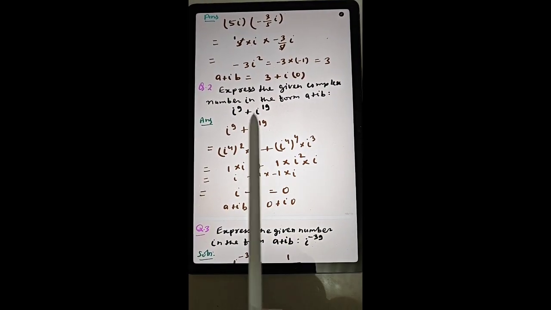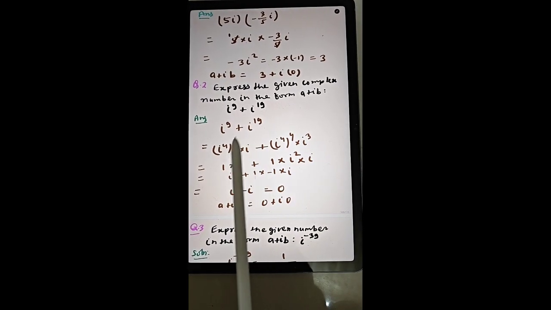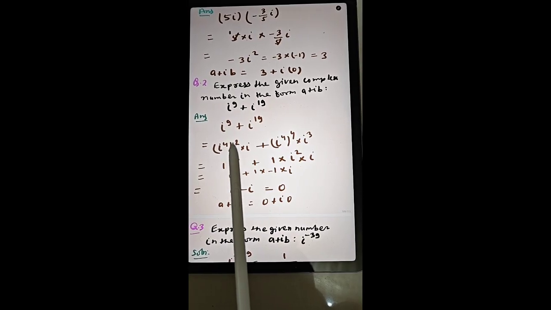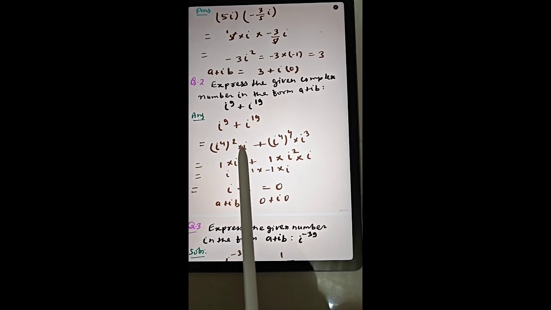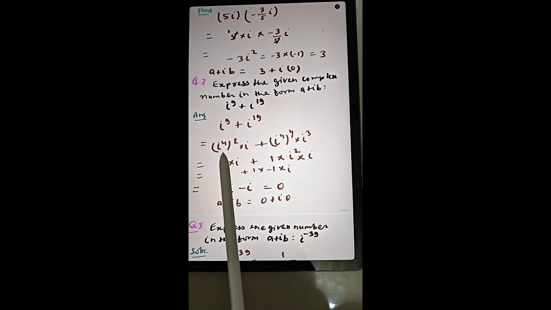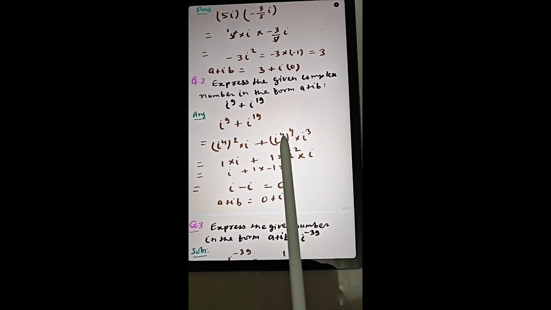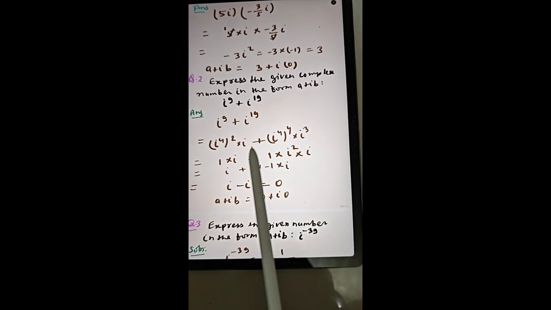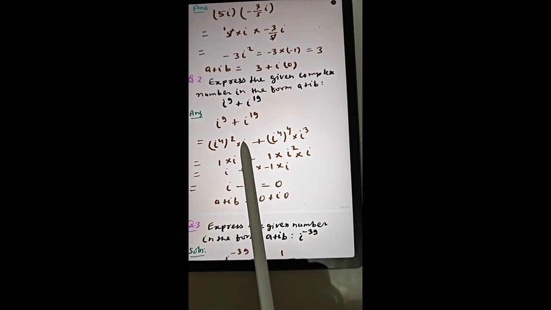Next, you can see question number 2. Express the given complex number in the form a plus ib, that is i power 9 plus i power 19. Now i power 9 can be written as i power 4 into 2 plus 1, that is i power 8 plus 1, so i power 1. i power 19 can be written as i power 4 into 4, that is 16, plus 3, so 19, so i power 3.